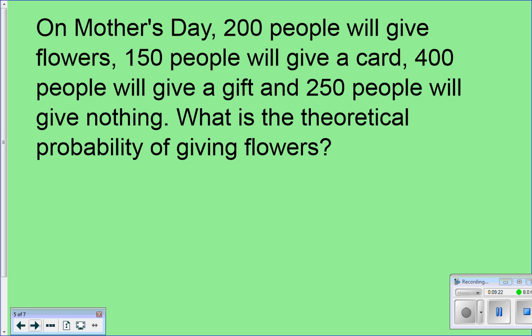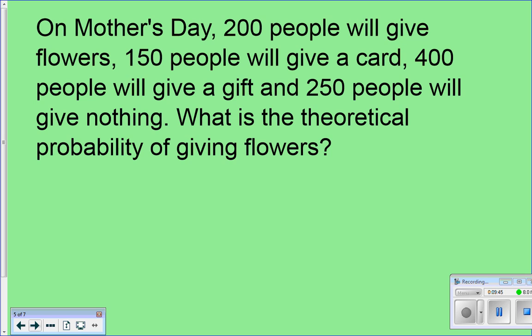On Mother's Day, 200 people will give flowers. 150 people will give a card. 400 people will give a gift. And 250 people will do nothing. Okay? You're in that 250? You at least say Happy Mother's Day, right? Like a hug or something? Okay. What is the theoretical probability of giving flowers?